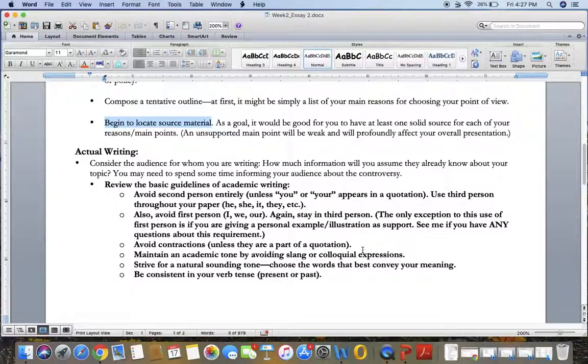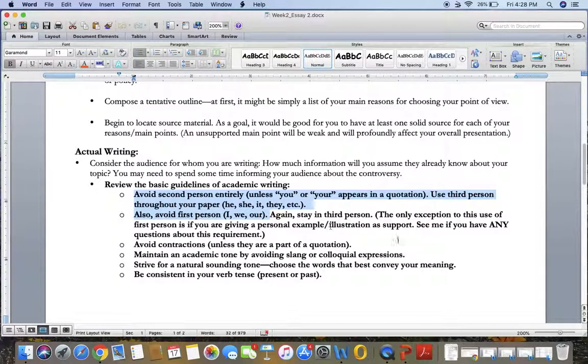So some other reminders for writing, just the basics of academic writing. You want to avoid second person, so no you or your. Avoid first person. This is not the time to use personal examples.